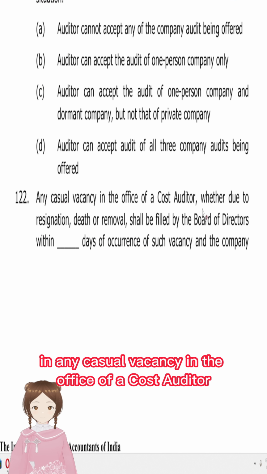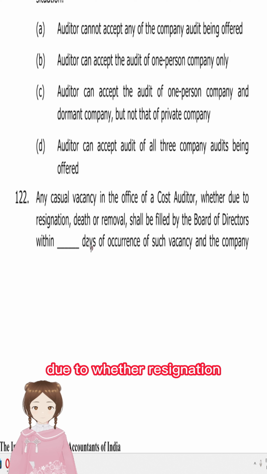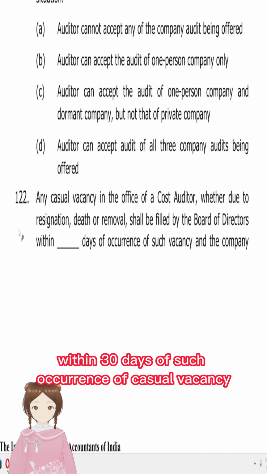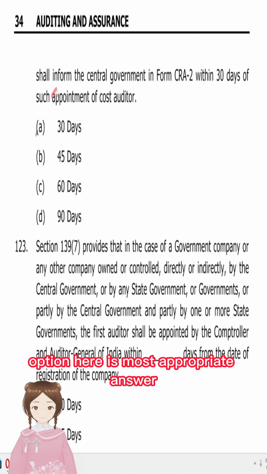Any casual vacancy in the office of a cost auditor? Okay, a casual vacancy of cost auditor had occurred due to resignation, death, or removal, and shall be filled by the board of directors within how many days? It has to be filled by the board of directors within 30 days of such occurrence of casual vacancy. So option A is the most appropriate answer.